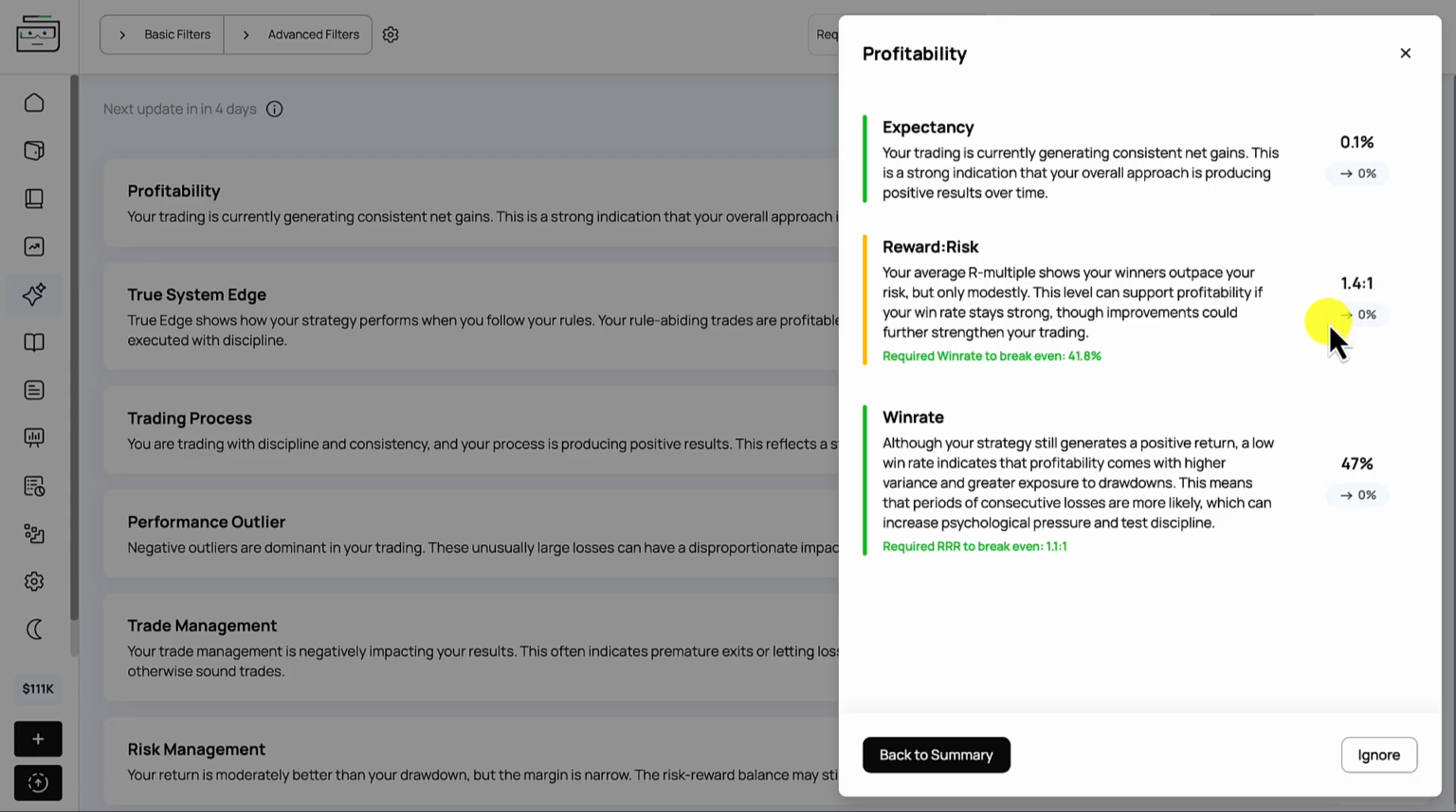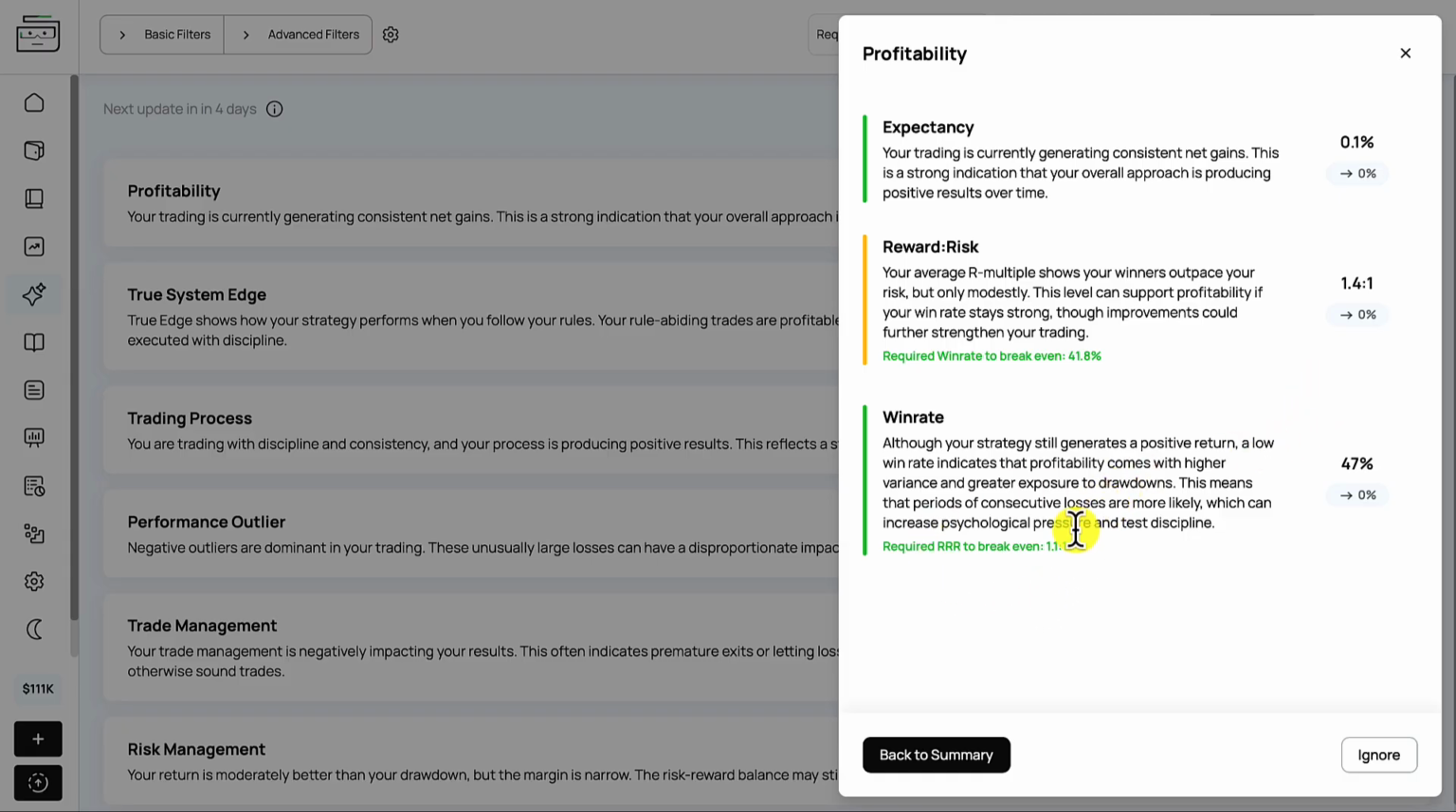The combination of 1.4 reward to risk ratio with a 47% win rate is a very good combination, and it gives the trader really good profitable results over the long term. In the category reward to risk ratio, we show you the required win rate to break even. So based on the 1.4 reward to risk ratio, mathematically, if you have a 41.8% or lower win rate, you are becoming break even, or if you go under 41.8%, you start losing long term. So this is a very good indication, and it helps you understand and interpret these metrics even further.